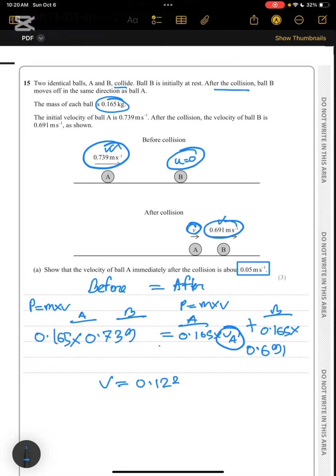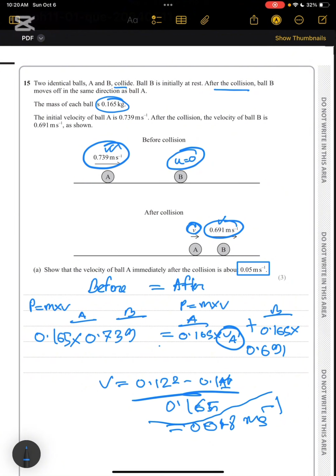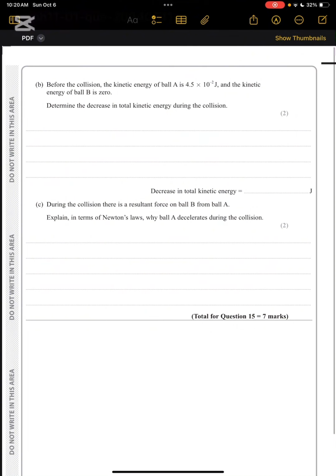0.122 minus 0.114 divided by 0.165. So the answer will be 0.048 ms minus 1. So this is basically our answer, 0.048 ms minus 1. So let's move forward and answer question number B.